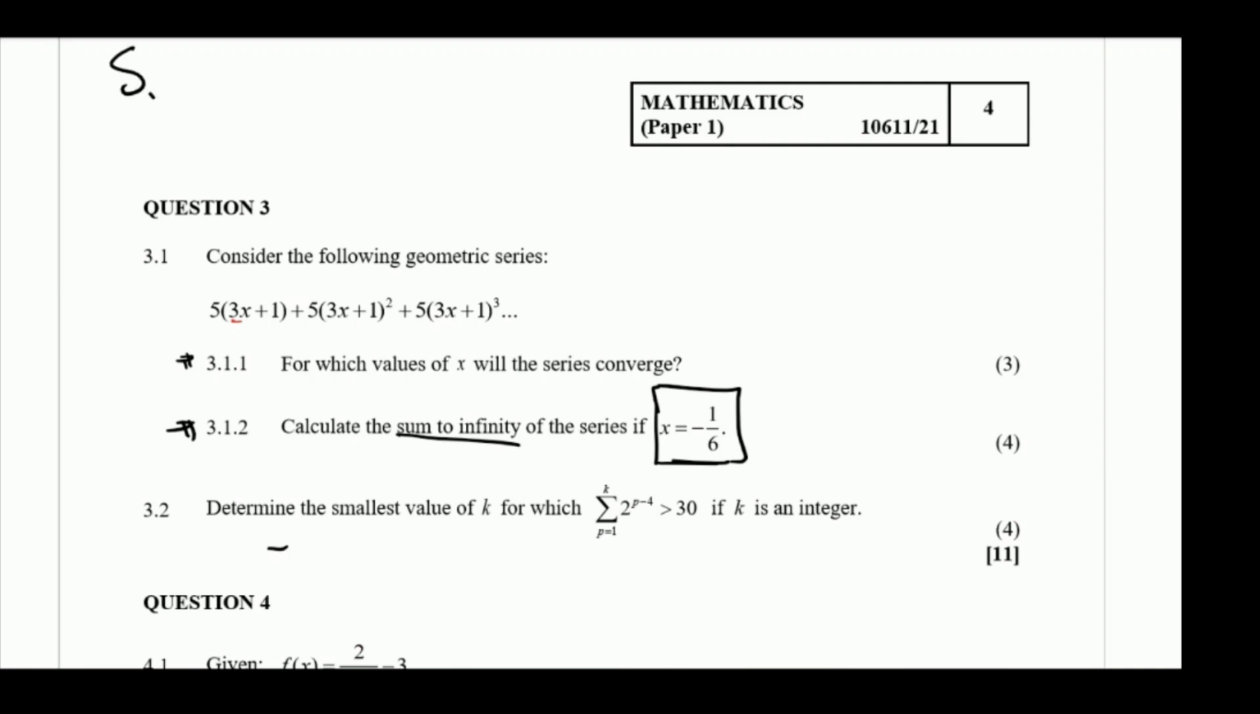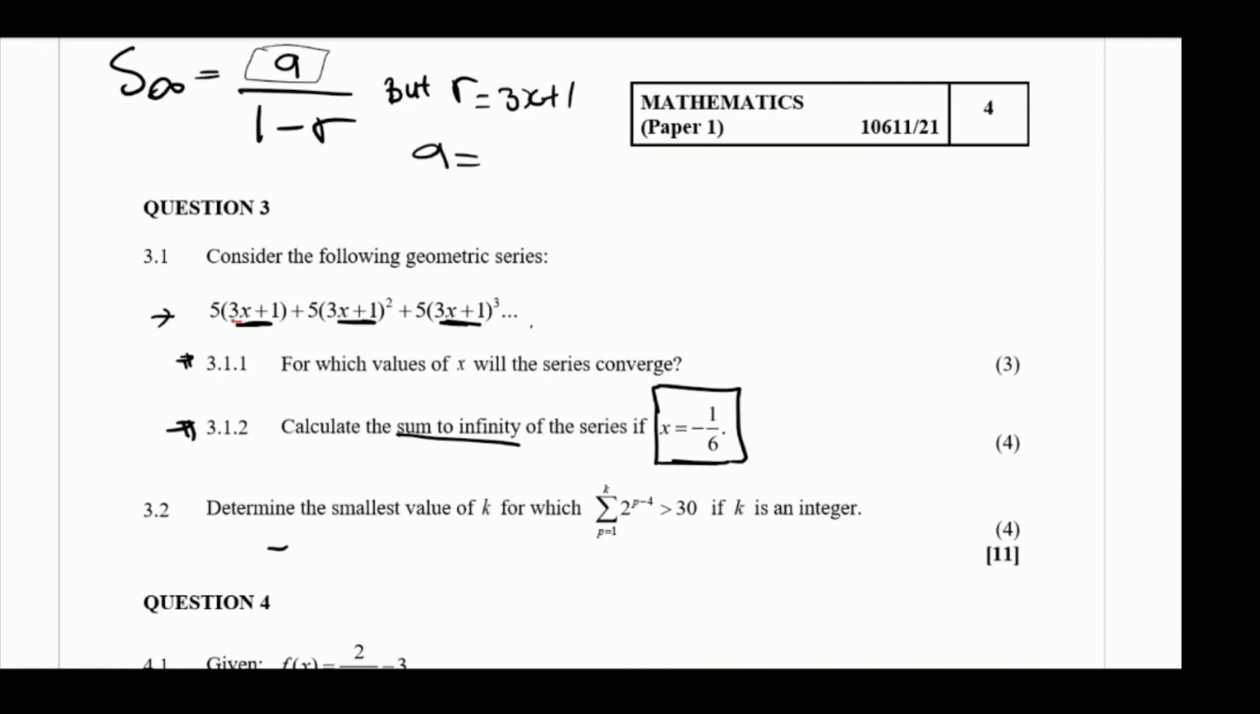We know the sum to infinity equation. It's a over 1 minus r, right? But we know our r. Our r that we found in 3.1.1 is 3x plus 1. So basically what's inside here is the common ratio. We calculated it, didn't assume it from the given series. So our r is equal to 3x plus 1, and we need to find our a. Our a is the first term of the series. So a in this case is this one here, which is 5 into 3x plus 1.